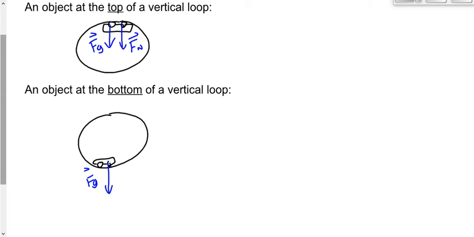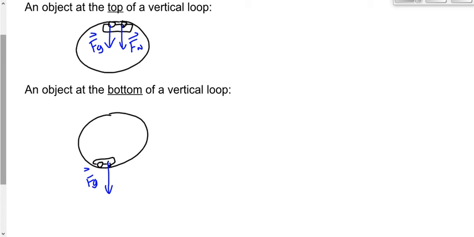Now, we don't know which force is bigger. In fact, it depends upon how fast the object is moving. The faster you're moving, the bigger the normal force is going to be. There's a point, actually, if you're going slow enough, that the normal force is nearly zero. But as long as you're moving in that circle, then the normal force is going to be some.